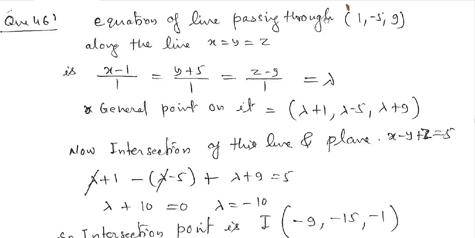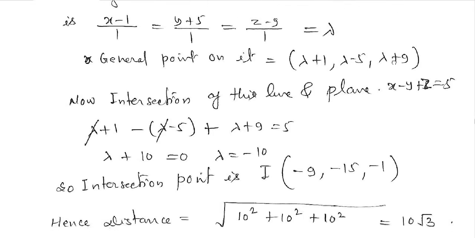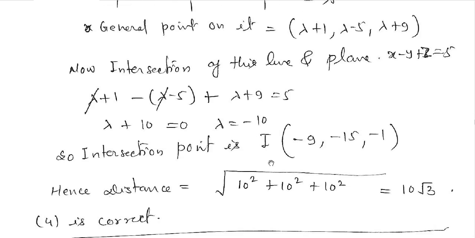So what I did is we just find the equation of the line passing through this point and along this line. So what do we get? This, and we assume this to be equal to lambda, so any point on this line can be taken as this. Now this point lies on the plane. We find the intersection of the line with this plane. After solving these two, we are getting lambda equal to minus 10, and we get the intersecting point as this.